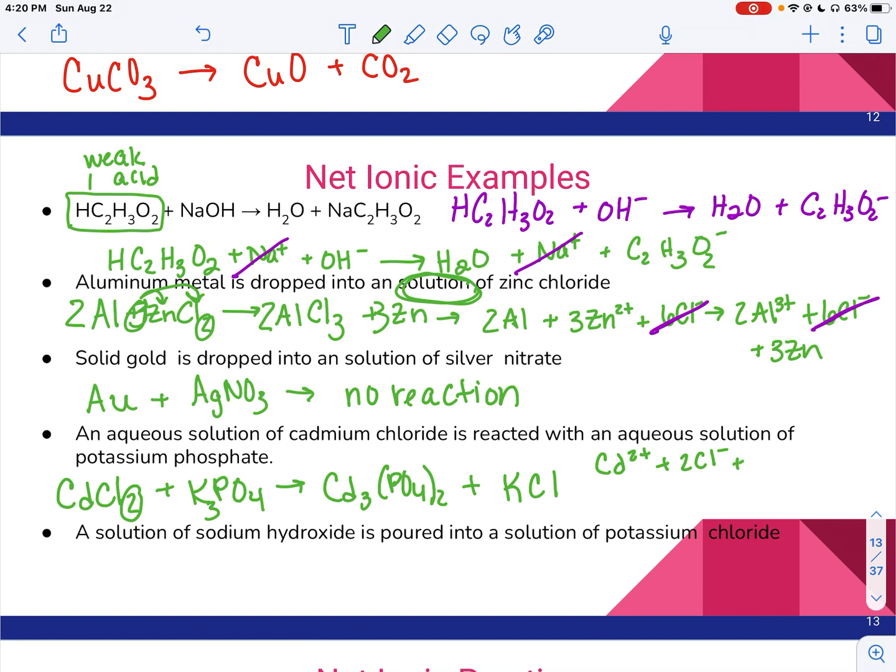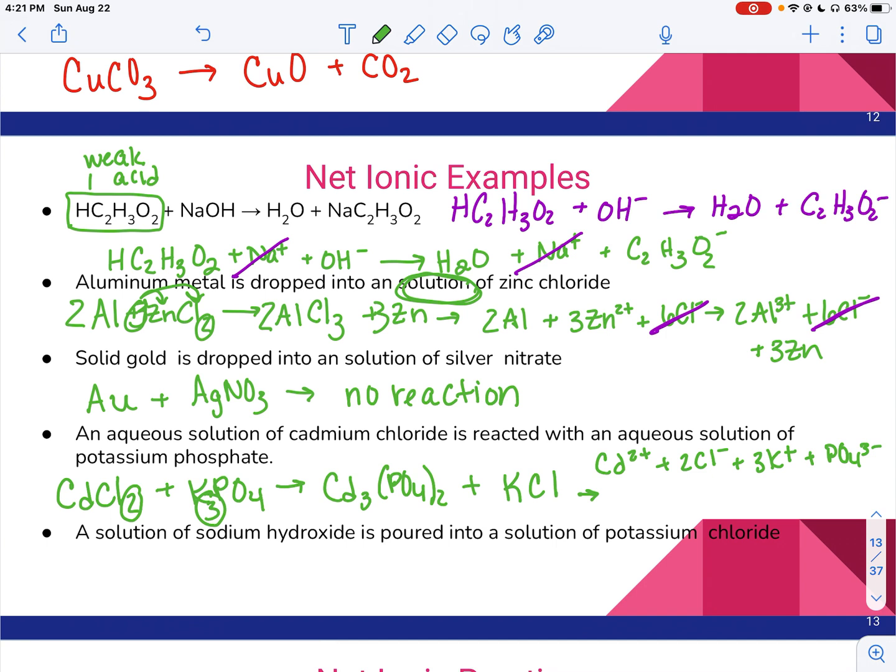And then we're going to do 3K+, because of that subscript, plus PO4 3-. PO4 3- is a polyatomic, okay? So when we put polyatomic ions into water, they do not dissociate. So even though we're breaking this apart, you always keep the polyatomic together. When we say dissociate, we mean into its ions. So potassium phosphate is going to dissociate, but phosphate itself is not going to break up into P and O.